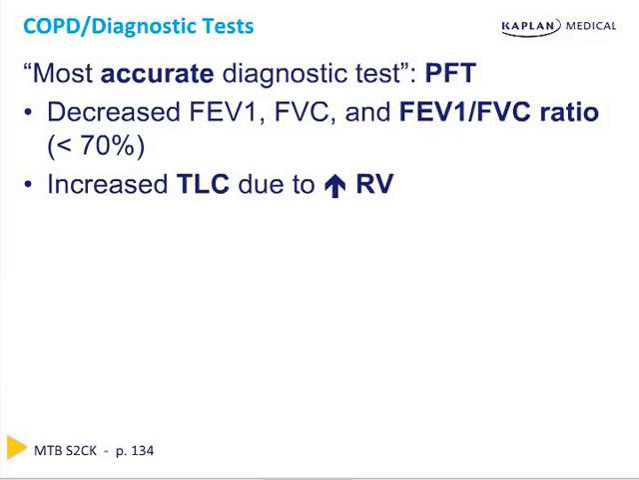As we already mentioned, these patients are going to have a large degree of airflow obstruction, and because they're unable to expire the full amount of air over time, they start to develop an increase in their residual volume. With an increase in the residual volume, you're going to see an increase in the total lung capacity.